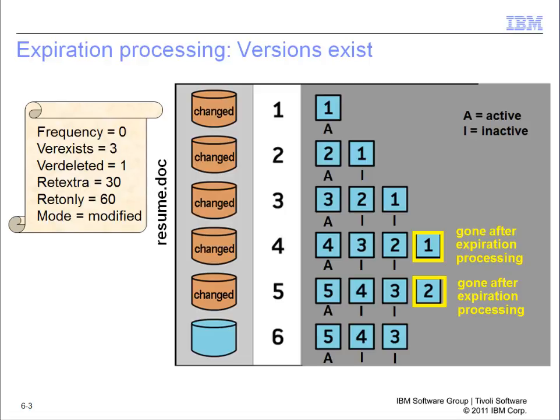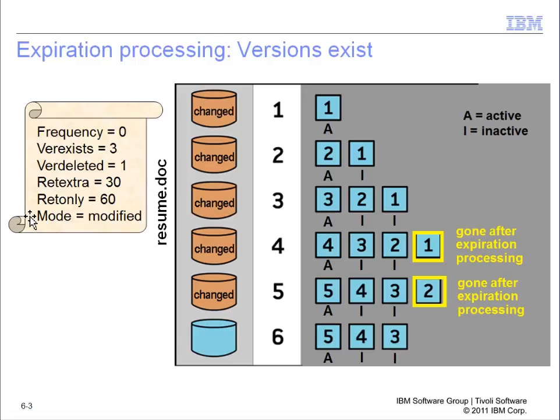In this example, we have a file called resume.doc. For this file, 3 versions exist. That's as long as the file still exists on the client system, we will keep 3 versions. Ver_delete equals 1. This means once the file is removed from the client system, we're going to retain 1 inactive version. Ret_extra, as long as the file exists, we keep the active and 1 inactive version for 30 days. And ret_only equals 60. This means once the file has been removed, we keep the last copy for 60 days.